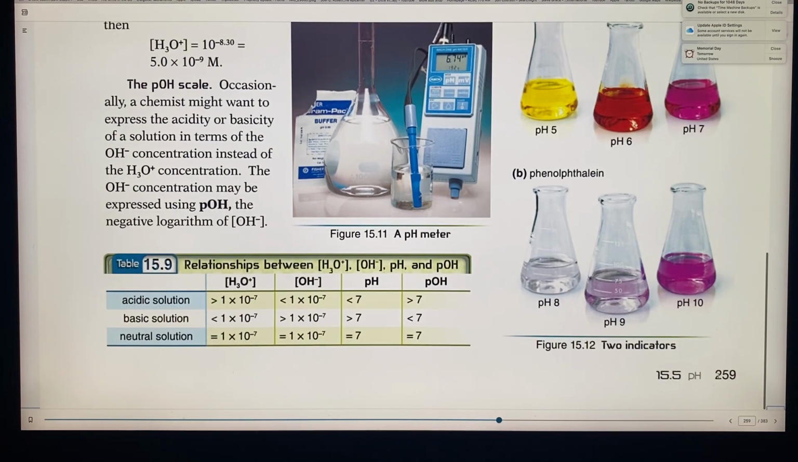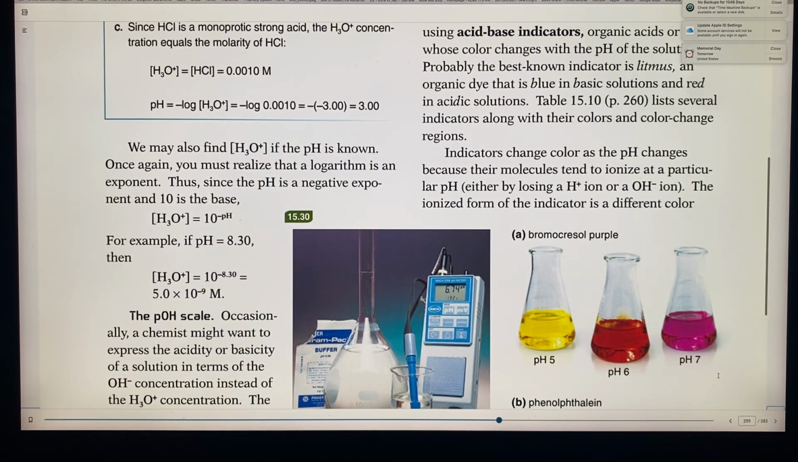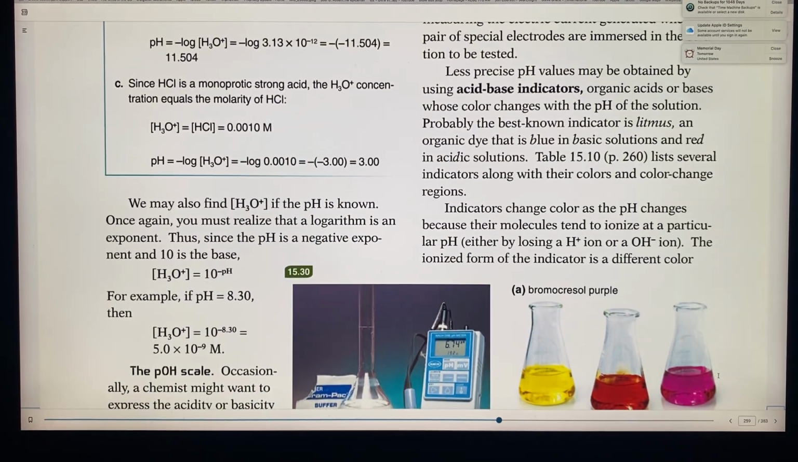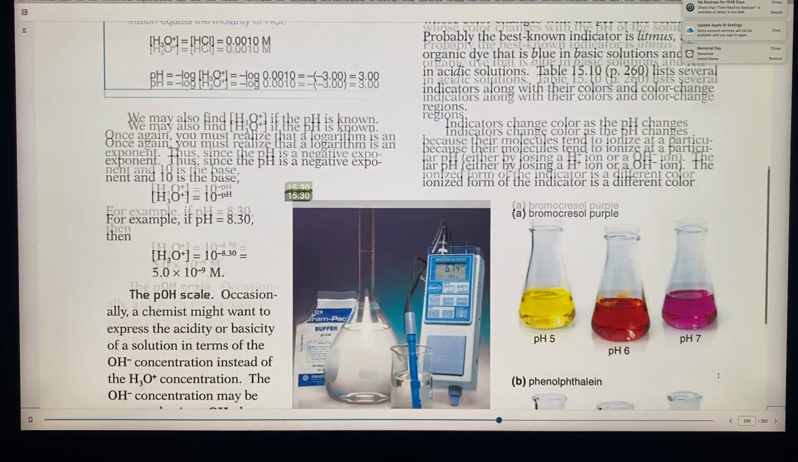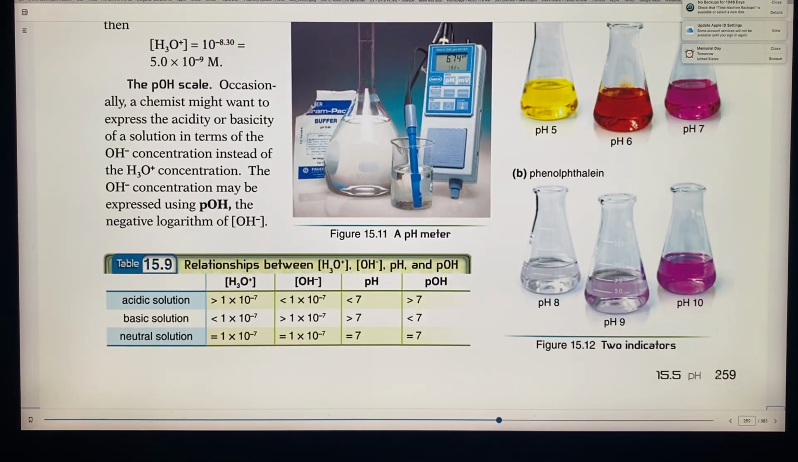Those are two different indicators. The main indicator that we're used to is the litmus paper. Litmus paper is used all the time in laboratories, so we can just stick it in there and figure out because it's very quick at finding whether it's acid or base.